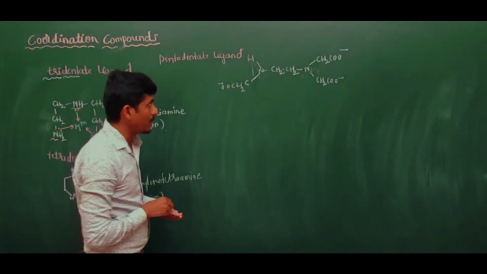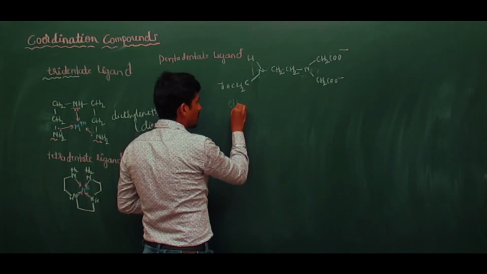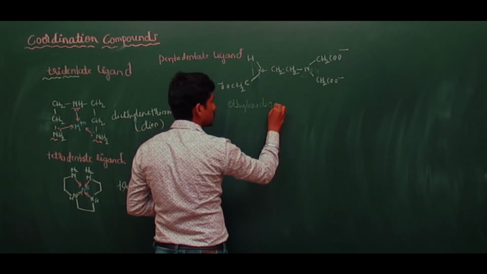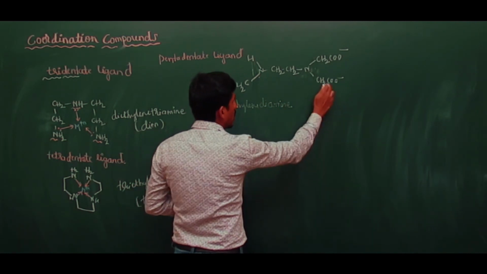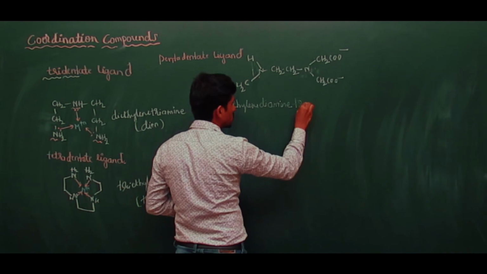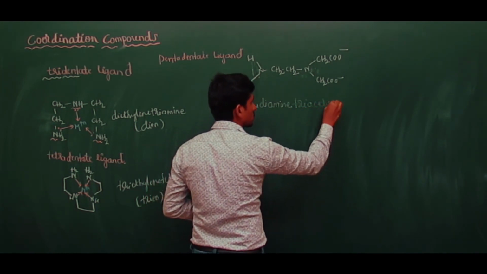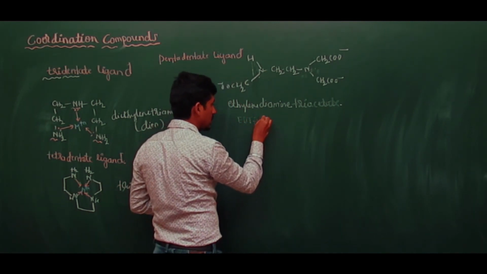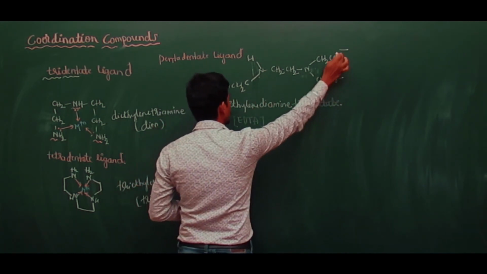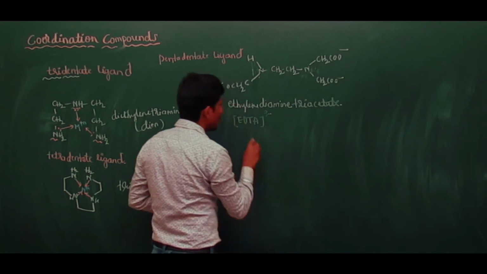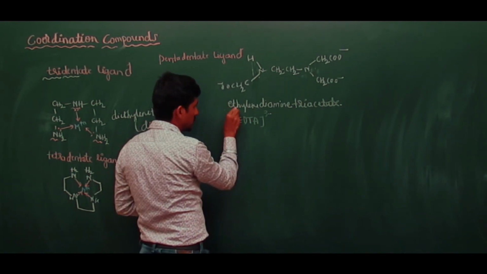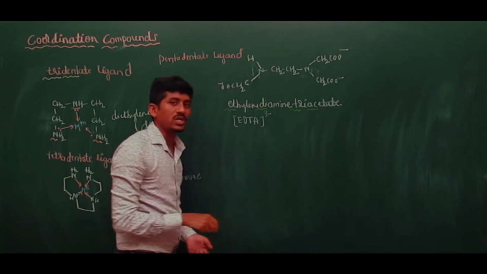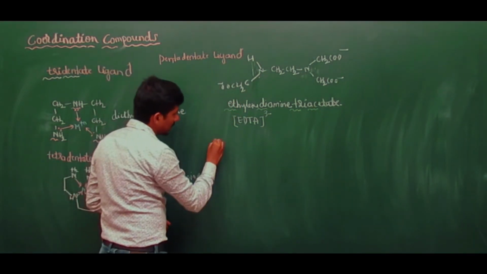Then what is the name of this compound? Ethylene, amino groups 2, diamine. How many acetate groups? 3 acetate groups. Triacetate. This is also written as, in short, EDTA. How many minus charges? 1, 2, 3. 3 minus charges. Why is it EDTA? See, ethylene diamine triacetate, right?